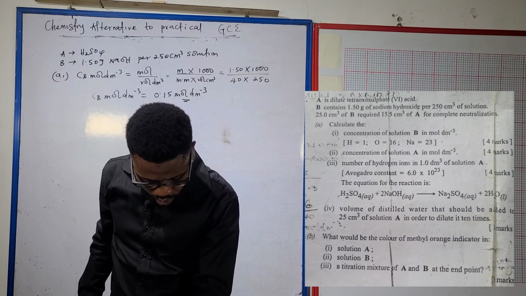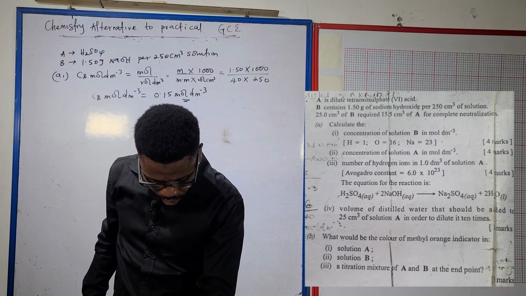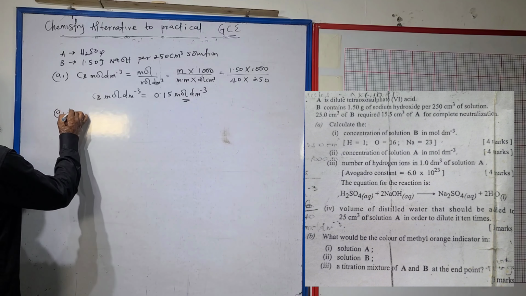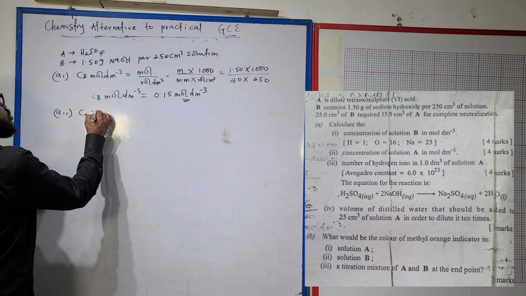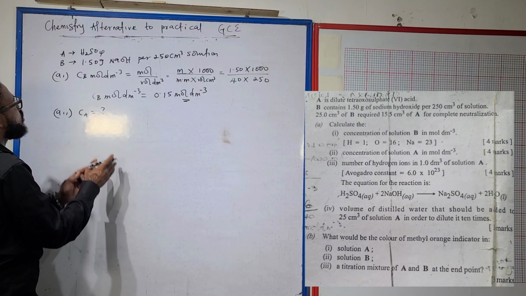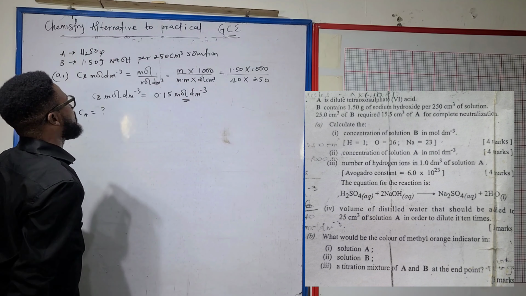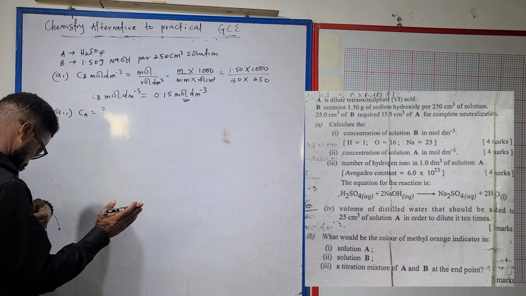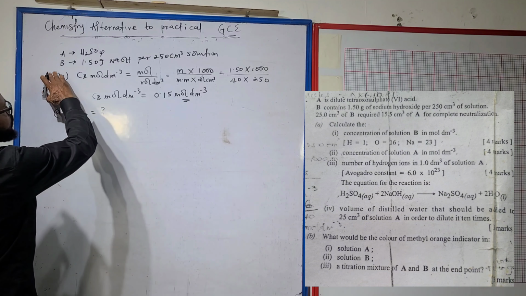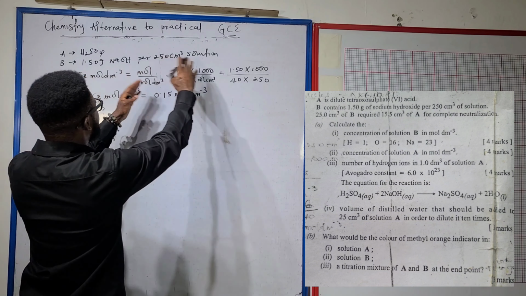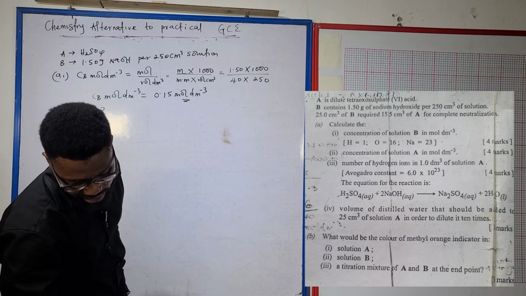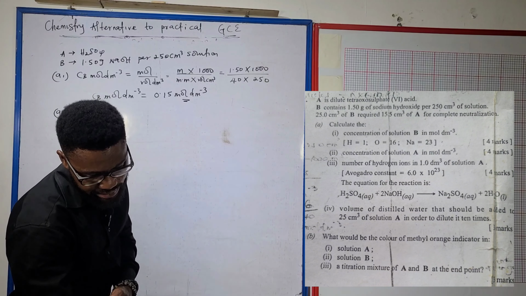Question A2 says calculate the concentration of A in mole per dm cube. A2 says Ca in mole per dm cube. That's the question. Of course, I wasn't given any information about my A, so that makes my A a solution that is not standard. Of course, talking about my B, it is standard because I now know the concentration. So that's Ca. In the question, yes, I was given the equation.